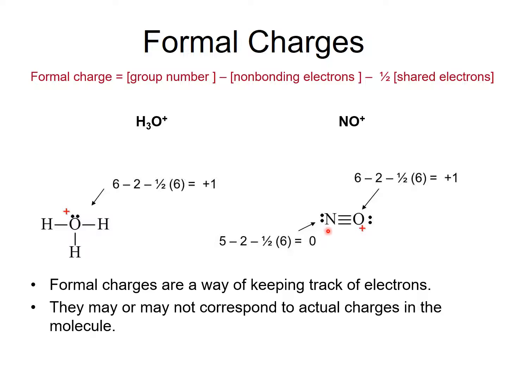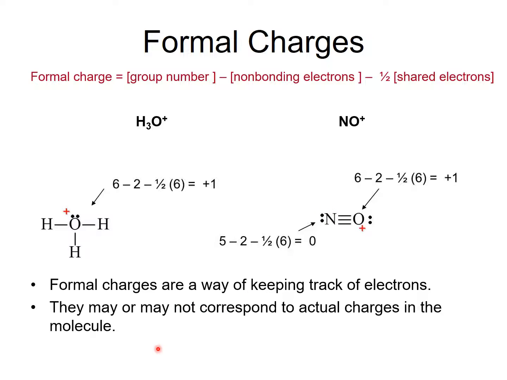What about the nitrogen? Nitrogen is in group 5. You subtract off the non-bonding electrons, the electrons that belong only to the nitrogen. There are 2 of them. And then you subtract off half of the bonding electrons. There's 1, 2, 3, 4, 5, 6, and 6 divided by 2 is the number that you put in for the shared electrons. So 5 minus 2 minus 3 gives you a formal charge of 0. So nitrogen has a formal charge of 0.